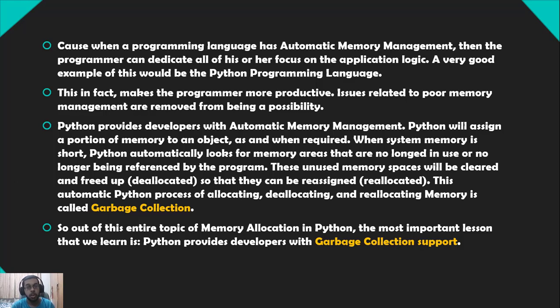Python provides developers with automatic memory management. Python will assign a portion of memory to an object as and when required. When system memory is short, Python automatically looks for memory areas that are no longer in use or no longer being referenced by the program. These unused memory spaces will be cleared and freed up, deallocated, so that they can be reassigned, reallocated. This automatic Python process of allocating, deallocating, and reallocating memory is called garbage collection. So, out of this entire topic of memory allocation in Python, the most important lesson that we learn is Python provides developers with garbage collection support.